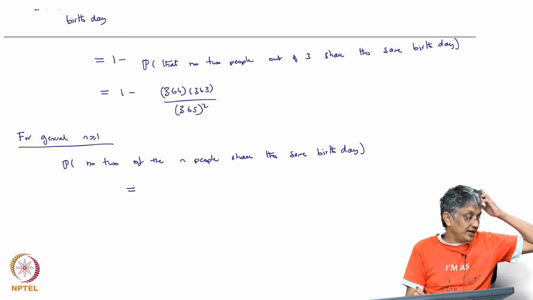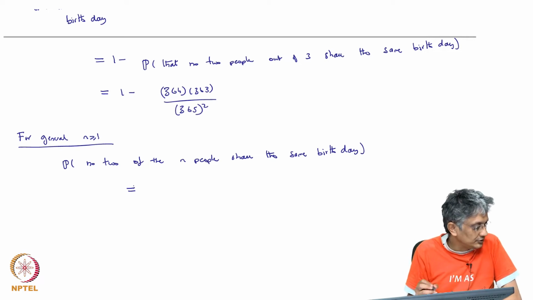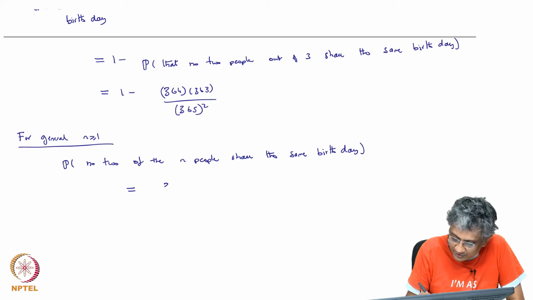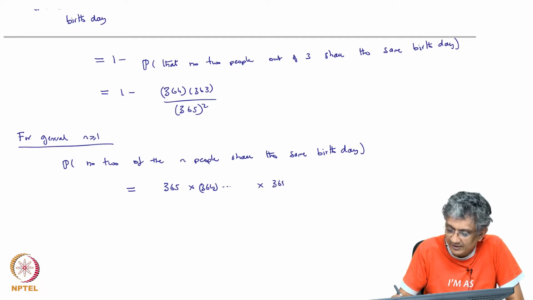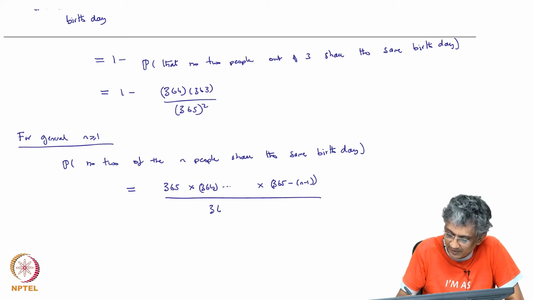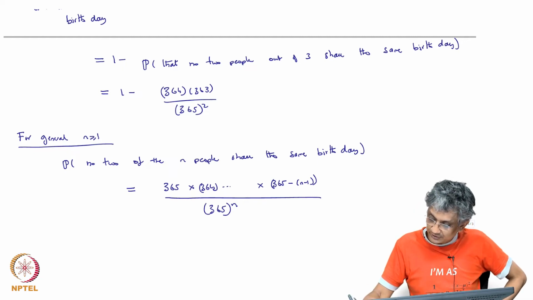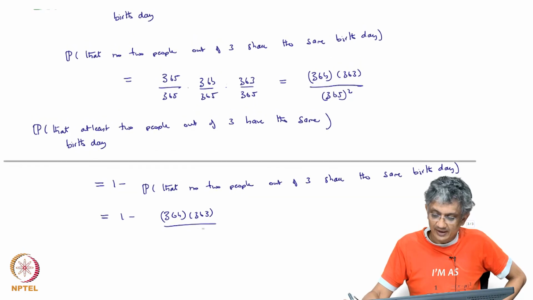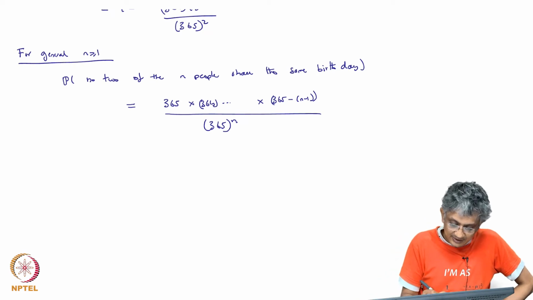That's going to be the same way you do it. The first person can get chosen any day, the second person 364 days, and so on and so forth, and you go all the way till 365 minus n minus 1. That's the last person, who can choose that many days. So it's going to be that divided by 365 to the power n. That's going to be this probability. So if you notice, the same thing happened as with n equal to 3. So now this is the probability.